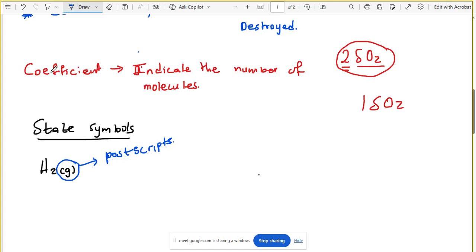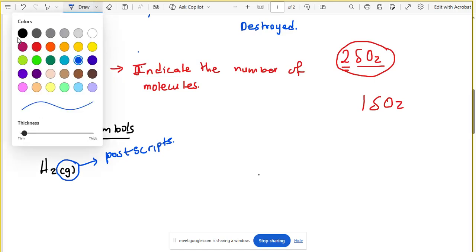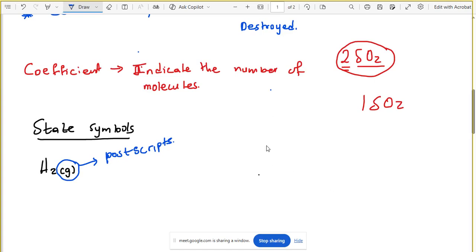Usually, it's included in the balanced equation. So now I'm going to give you the states. We're going to use G. What is G for? What is the meaning? Gas. And we have S, which is the solid. And we have this one, which is the liquid. 100%. Can we move now?